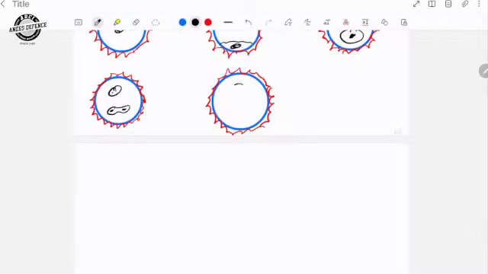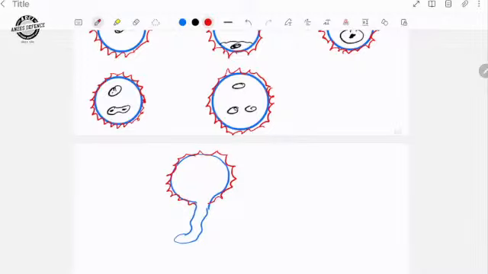After this, two male gametes form, and it is not possible to show here, so we can come here. These are the things. Understood?